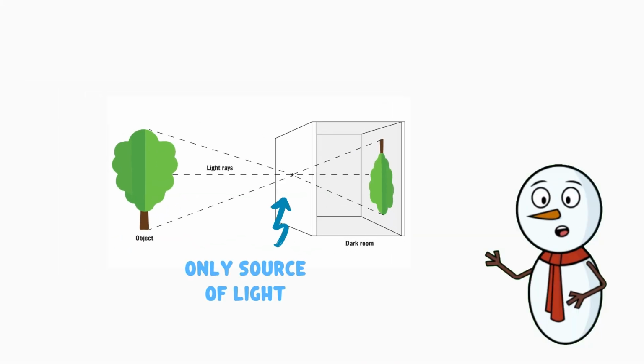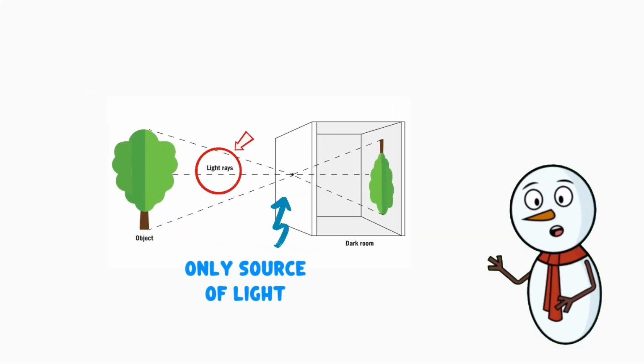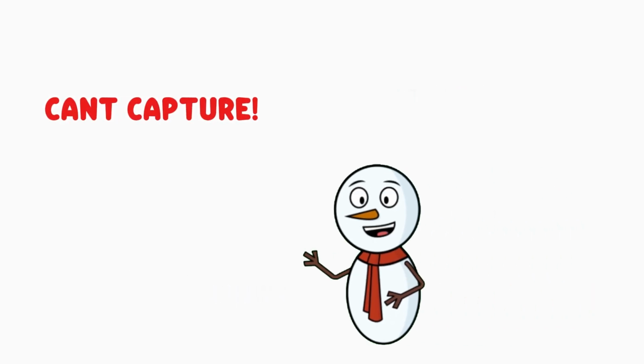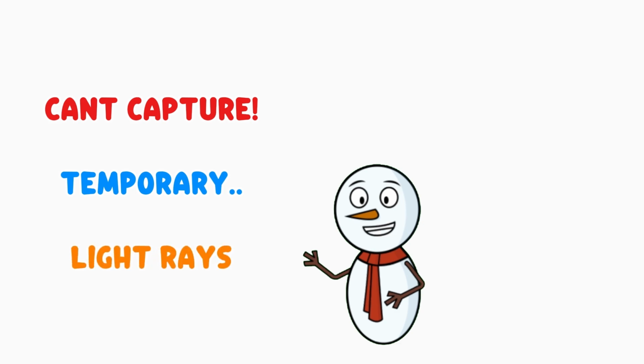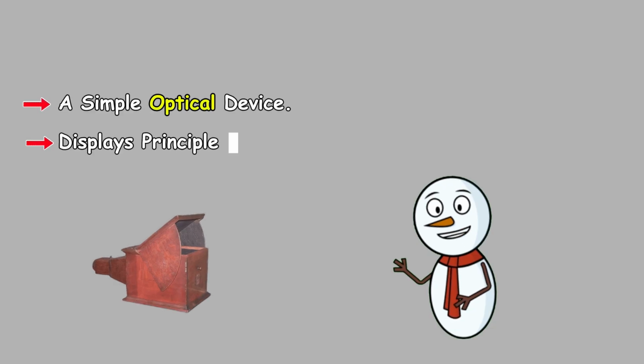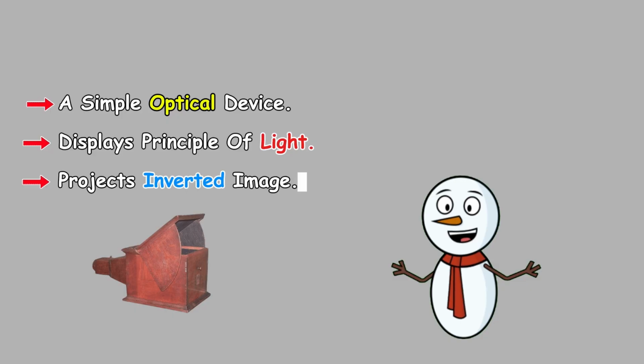There is only one source of light in the room, and the light rays will pass through this hole to project a visible image. However, it will not capture that image. It's just a temporary projection caused by the light. Camera obscura is a simple optical device that displays the basic principles of light and projects an inverted image.